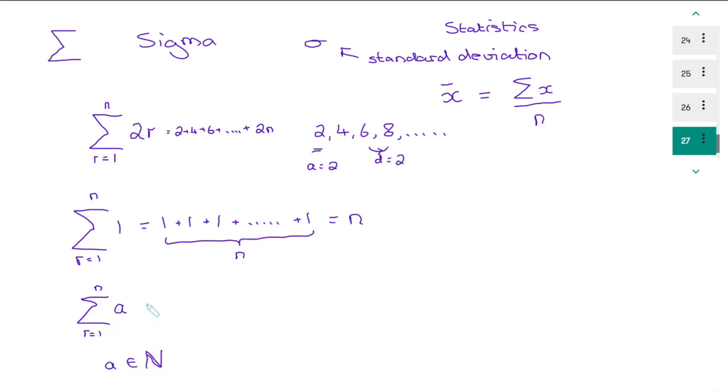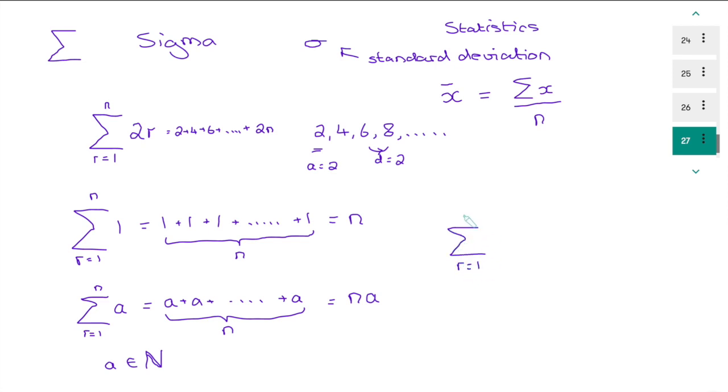So what have we got here? Just have a little think. It's very similar to this. I've got simply a plus a plus a. And how many of them have I got? Again, I've got n of them. So this would simply be n a. So some of these things can be very, very simple. I think they expect you to know this one simply off the top of your head.